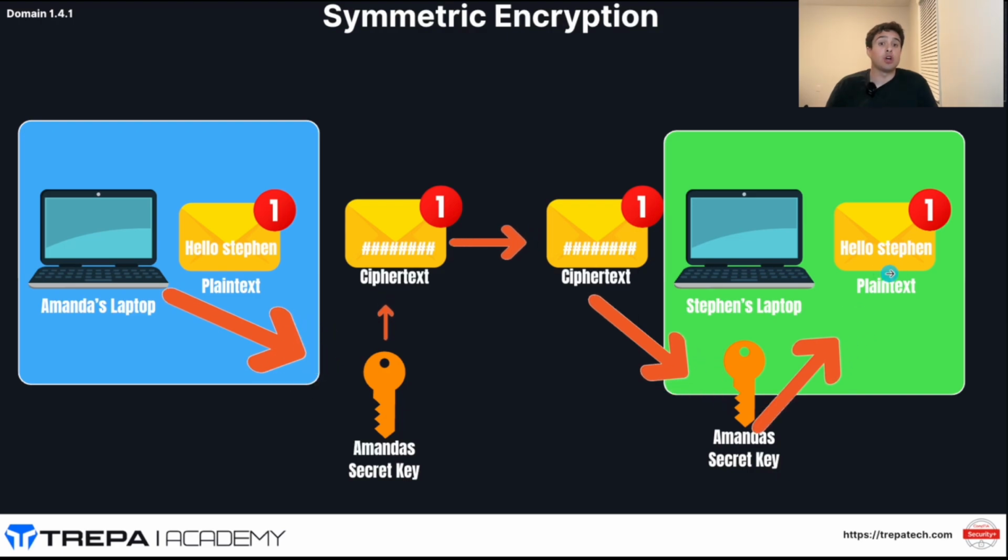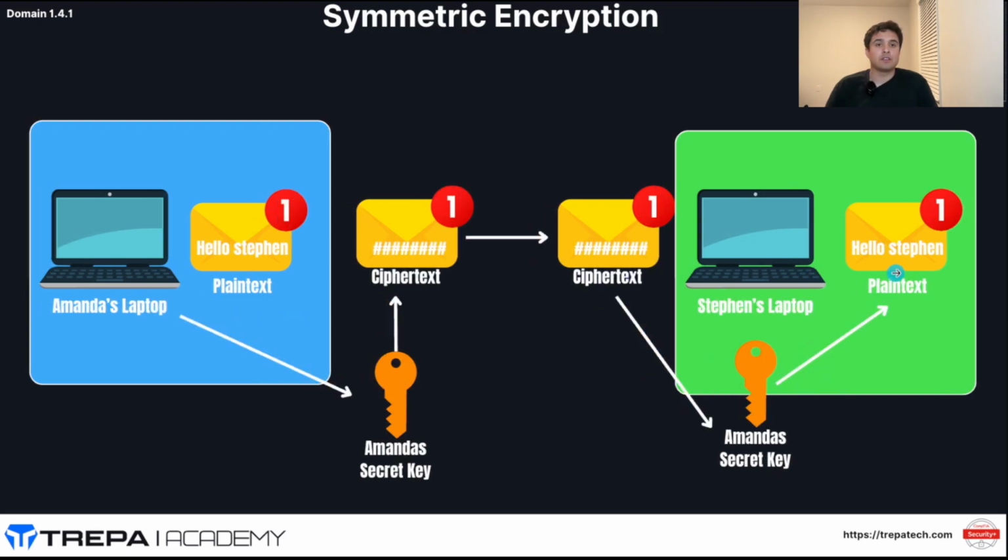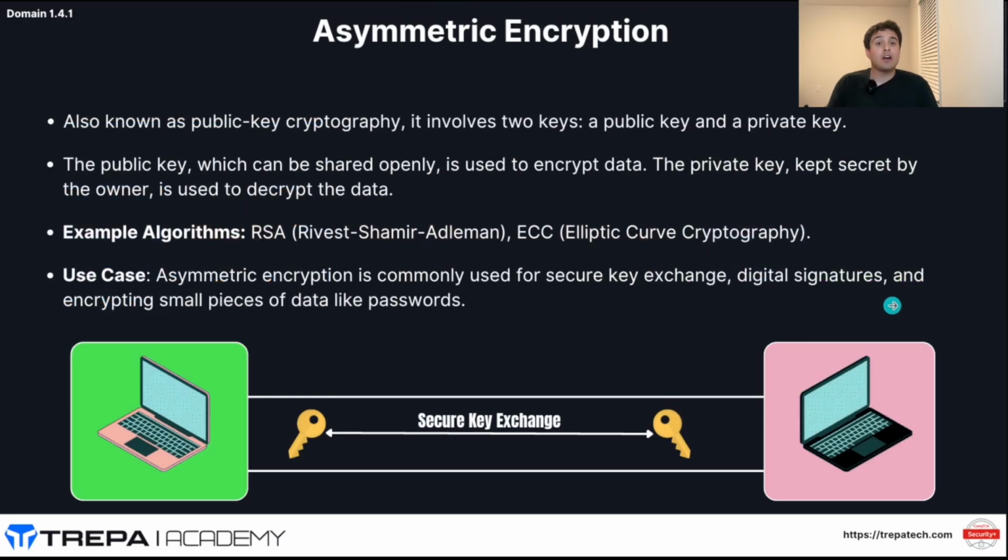So there's the full flow. And there's without the arrows being distracting. Okay, so now on to asymmetric encryption. So asymmetric encryption, also known as public key cryptography. This involves two mathematically related keys.